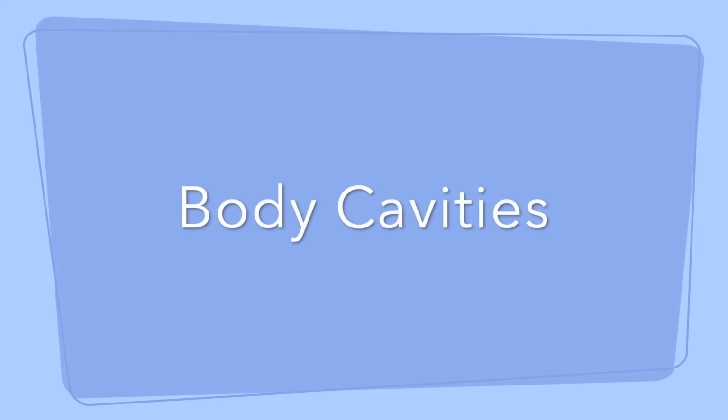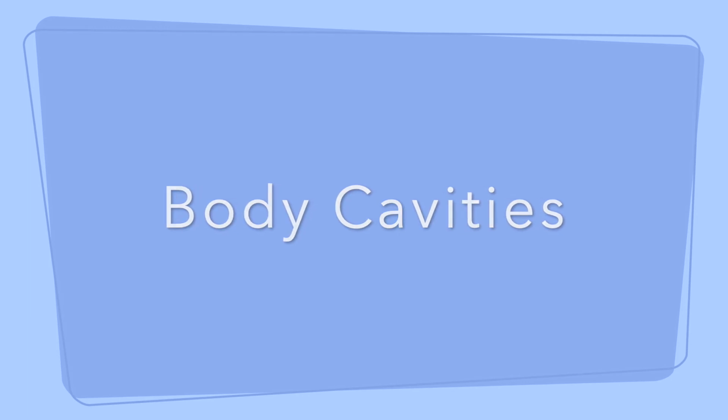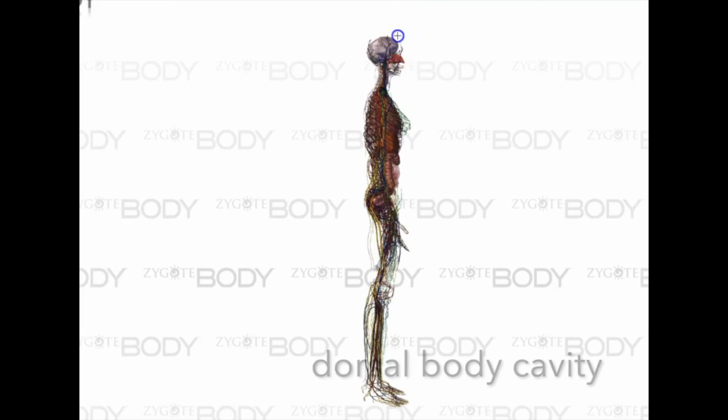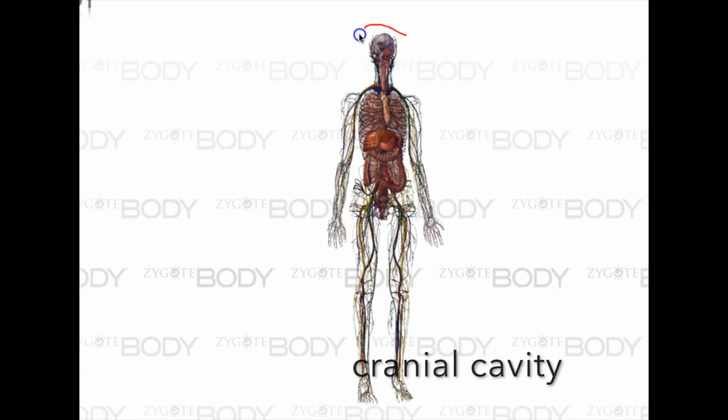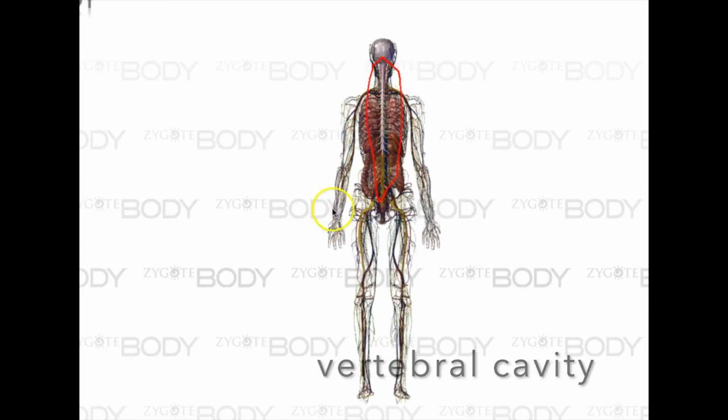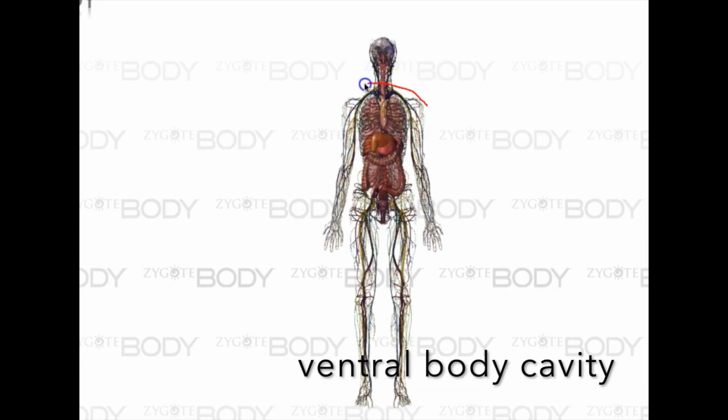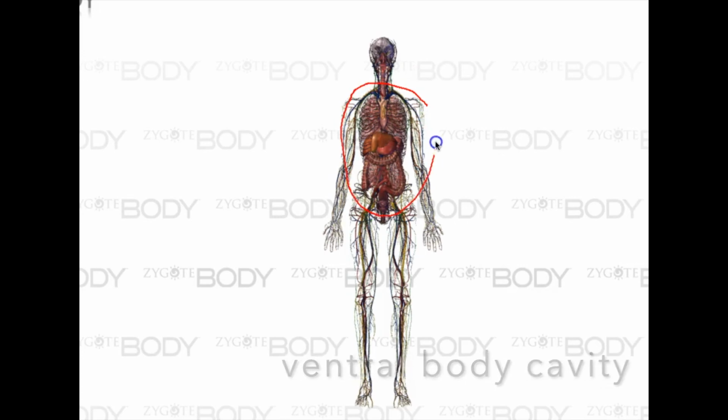And each of these body parts that I've previously stated are a part of different types of cavities. The first cavity is the dorsal body cavity, which includes the cranial cavity and the vertebral canal. In the cranial cavity, it includes the brain, and the vertebral canal includes the spinal cord. The next major body cavity is the ventral body cavity, which includes the thoracic cavity and the abdominopelvic cavity.